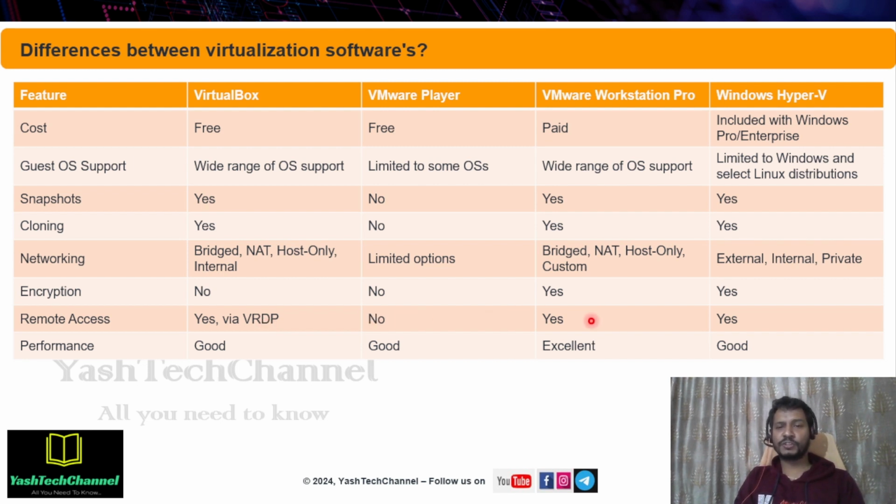Obviously, Workstation is supporting and the hypervisor also is supporting. Performance is one of the key aspects of which software you need to choose among these, so obviously you need to look at the performance. VirtualBox gives good performance when compared with others, but VMware Workstation Pro gives the most excellent performance because it's a licensed one, right?